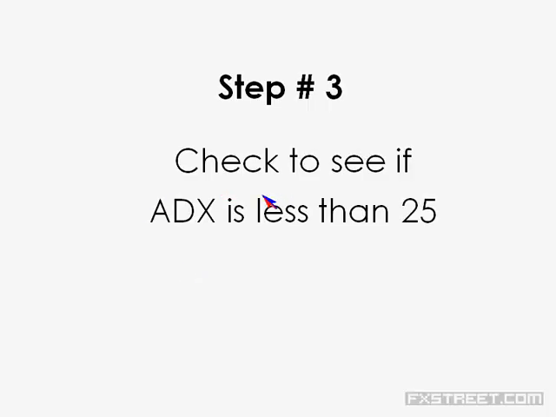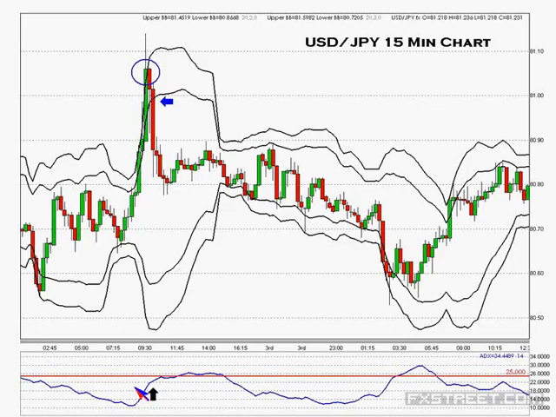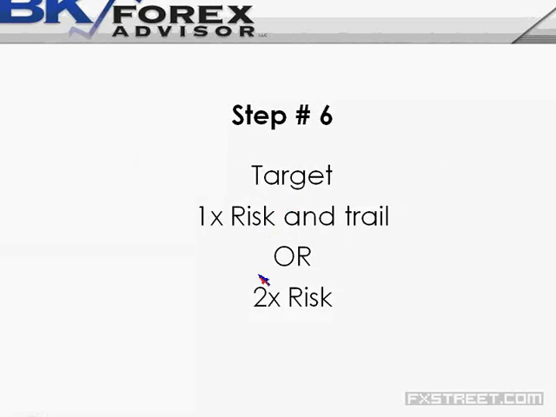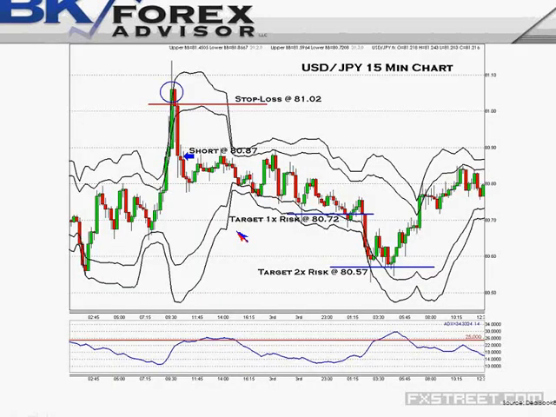Then, if you want a higher probability trade, you can check to see if the ADX is less than 25, because that means that the strength of the trend is not that strong. So therefore, it may be a higher probability trade to take. So to make sure ADX is below 25, then you want to, in this case, sell at the open of the next candle. So we short here, stop at swing high or low, which is usually 15 or 20 pips because we're using a 15-minute chart, and then target 1 times risk and trail your stop, or you can use 2 times risk for a 2-to-1 risk-reward ratio.